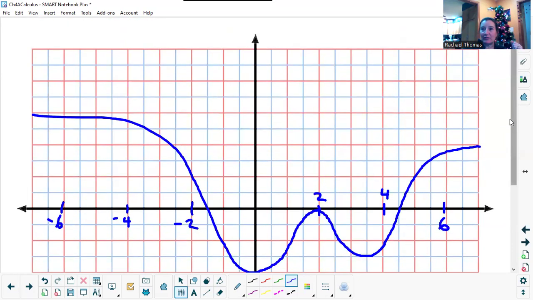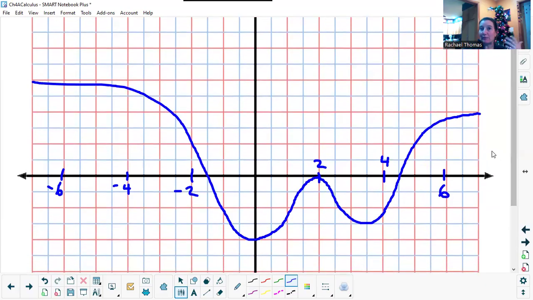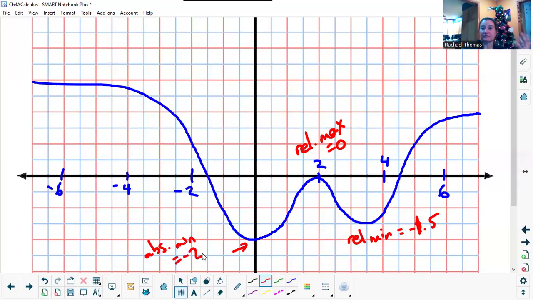And here's another one. Here's a graph where we have no absolute max. We've got a relative max occurring at x equals 2. The relative maximum value is 0. I've got a relative min occurring at about 3.5. That's the value of -1.5, like I said. And then we've got an absolute minimum right here of -2. Okay, hopefully that one made sense to you.